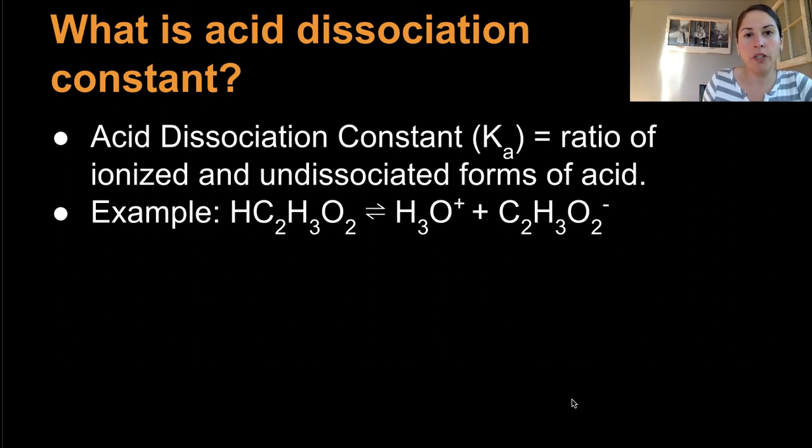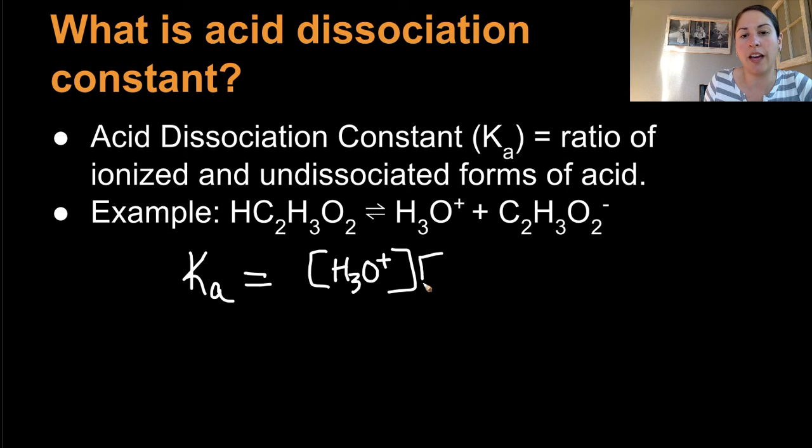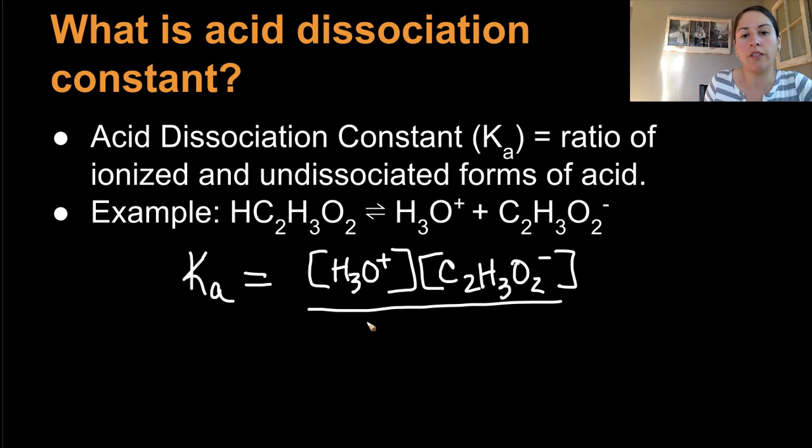And so when we do that, we can write an expression for this, just like we have been writing expressions for other things. And so our Ka is going to be equal to the concentration of our ions. You could also put just an H+ here if you wanted to write it that way. And our anion here, C2H3O2 acetate, divided by the concentration of the non-broken apart version of this. And so that's how we would write the expression for this.